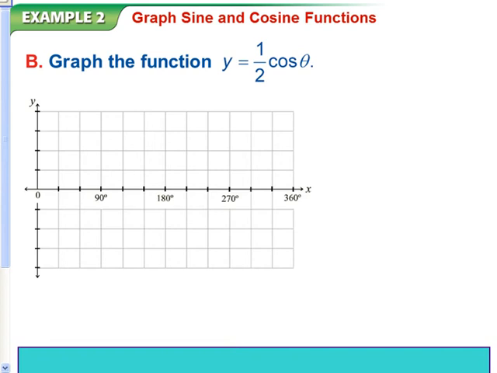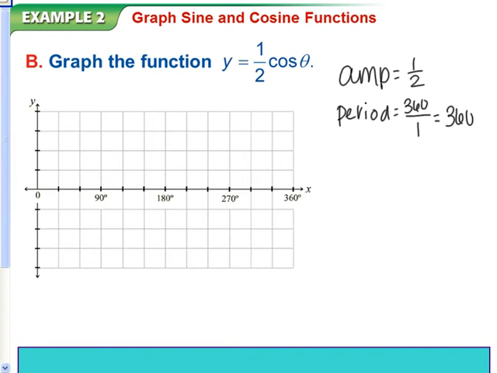All right, how about this one? What's our amplitude? Well, that's the number in front of cosine, so that's 1/2. Our period is 360 divided by the number in front of theta. Well, there's no number there, so that means it's a 1. So 360 degrees.